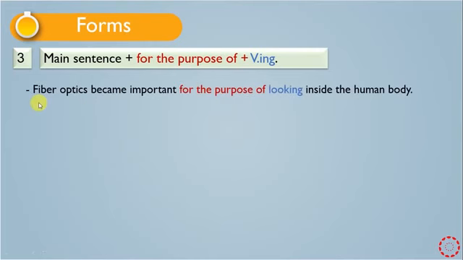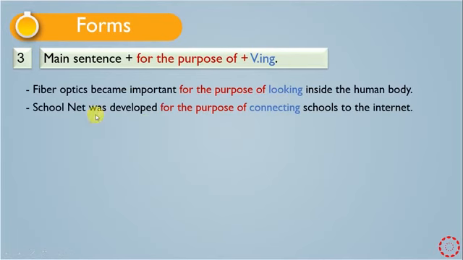Look at this example. Fiber optics became important for the purpose of looking inside the human body. We change the form of the verb to present participle. SchoolNet was developed for the purpose of connecting schools to the internet.